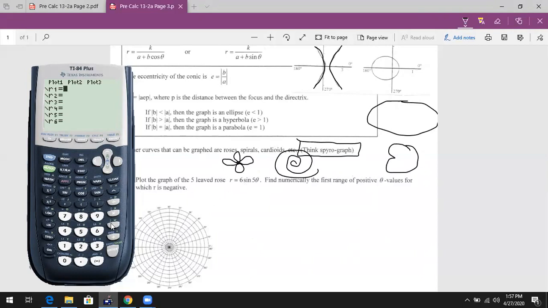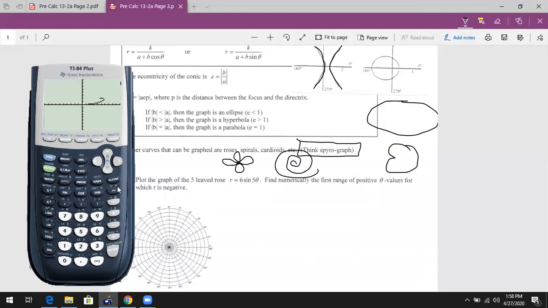And r equals 6 sine 5 theta. Your variable key isn't x anymore, it's theta. And you close that out. Our window, since it's theta, we'll let it be an angle from 0 to 360 with a step of maybe 2 degrees or so. For x, we'll start off with negative 10 to 10 by ones, and y will start off with negative 8 to 8 by ones.